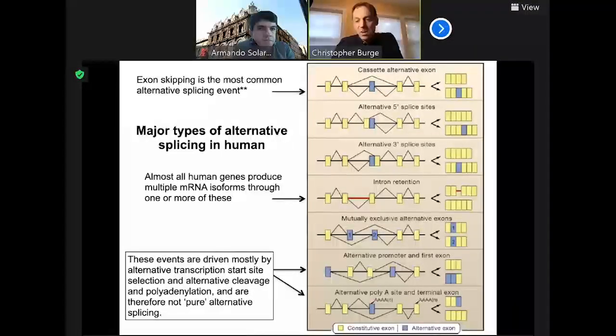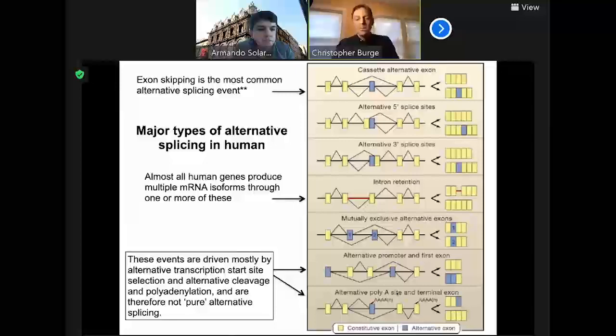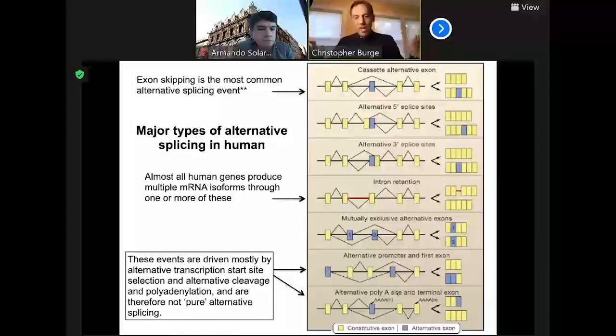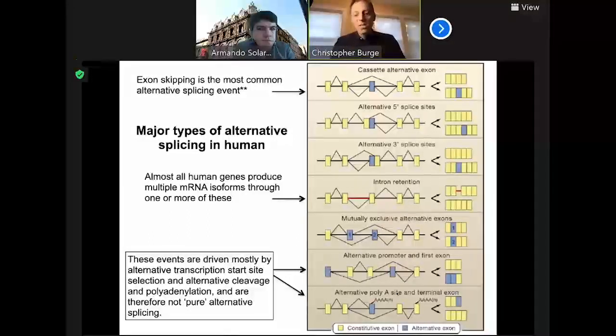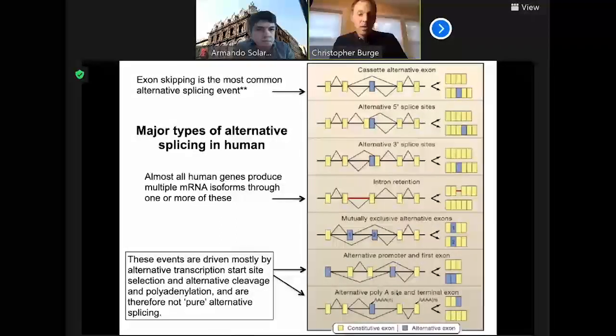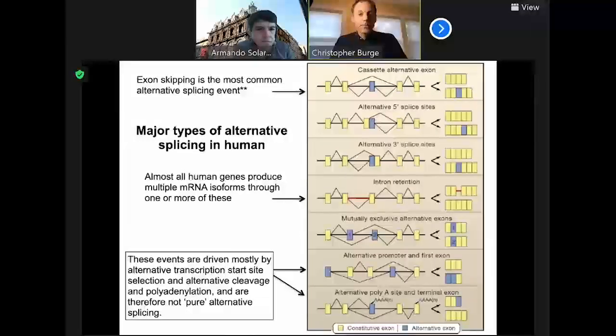These types down here also are quite common, but they involve some components that are a bit outside of splicing. They involve alternative promoters or alternative cleavage and polyadenylation, and so that doesn't fit within the scope of this project as currently conceived, but could be an interesting follow-up investigation.